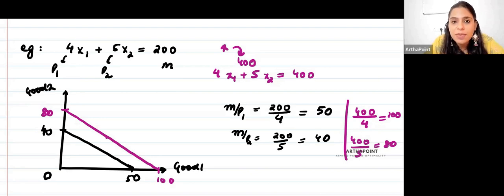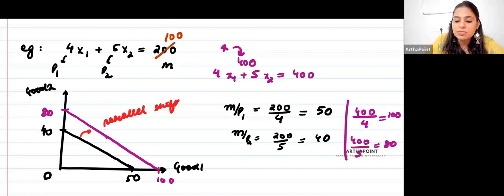So the new budget line must be a parallel shift because the slope is not changing. Only there is an increase in the income of the consumer. Now just keep giving it a try. In your practice, try what happens when income decreases to 100. You will see that it will shift inwards.